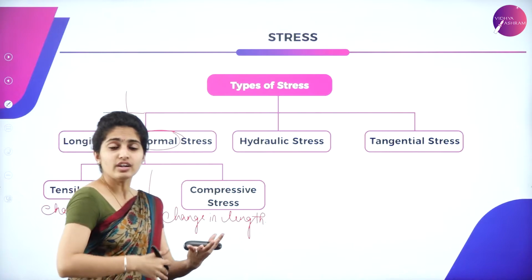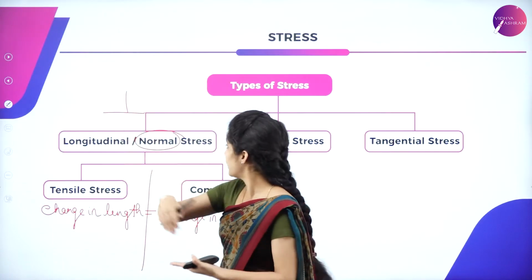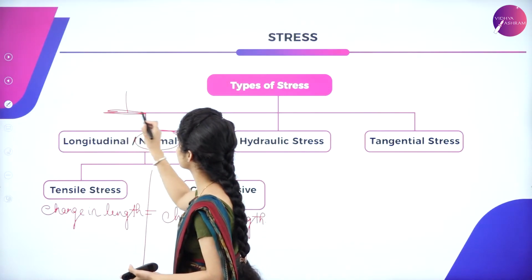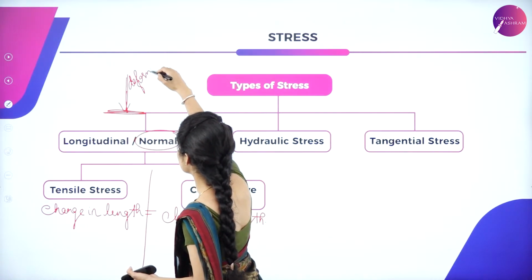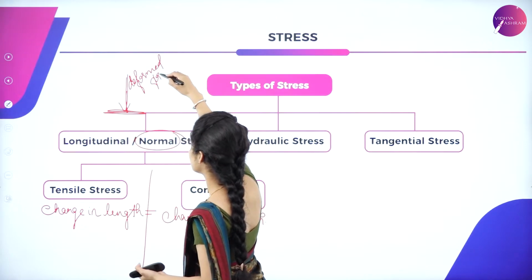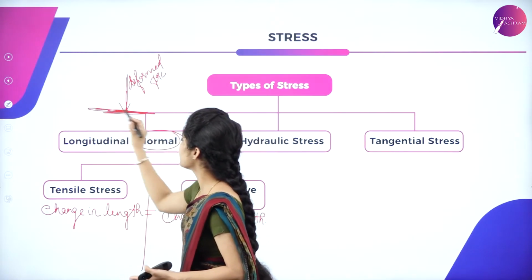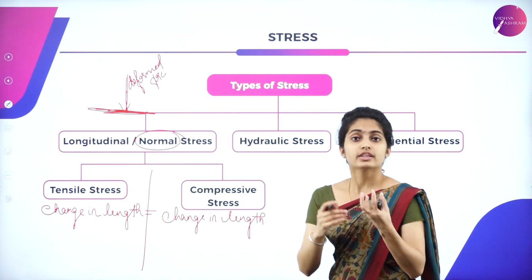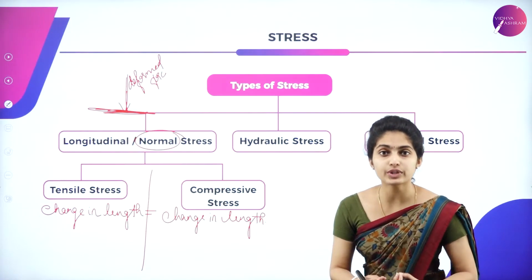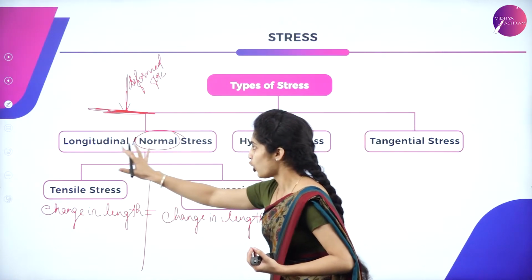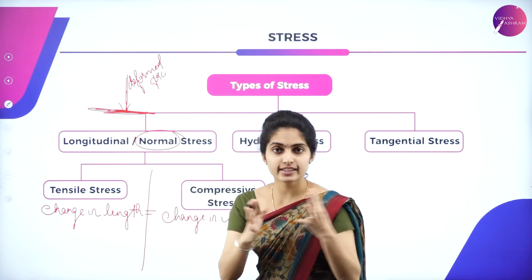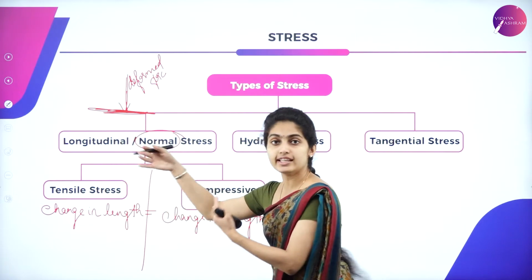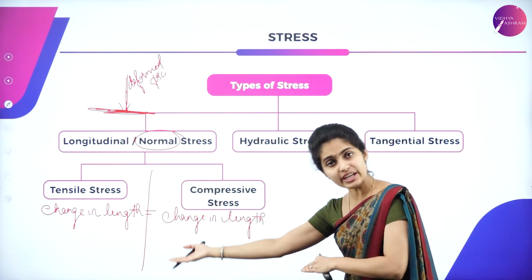But when a deforming force is applied perpendicular to the surface of a solid, the restoring force per unit area is said to be longitudinal or normal stress. There are two types: tensile and compressive. Tensile is the one which depicts the change in length.